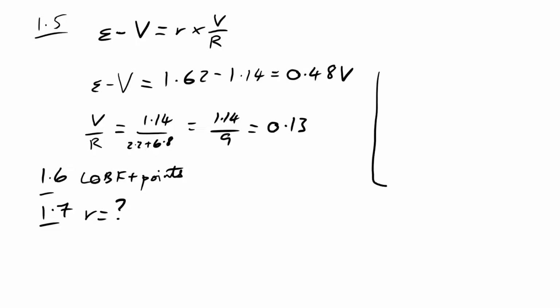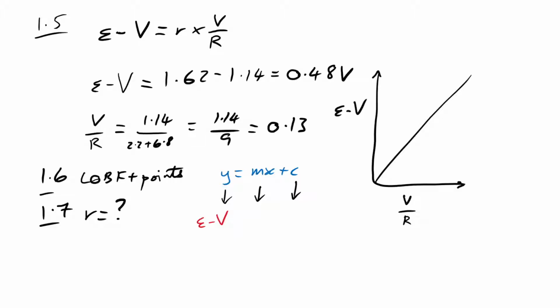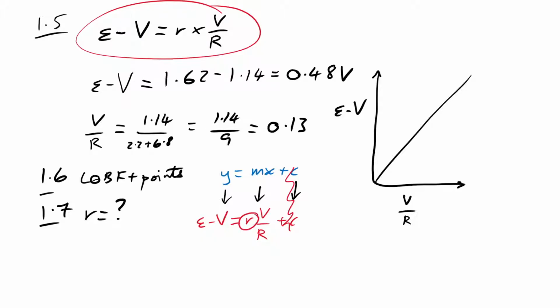So let's have a look at our graph, and we know it is going to go through the origin, so they are proportional. We have EMF minus V on the y-axis, and V over big R on the x-axis. So our straight line equation is y equals mx plus c. Looking at our graph, y is epsilon minus V, x is our V over R, and there is no y-intercept because, as we can see from our equation, there's no plus or minus here, apart from the minus at the beginning. So what does that mean? That means that little r, our internal resistance, is going to be our gradient.